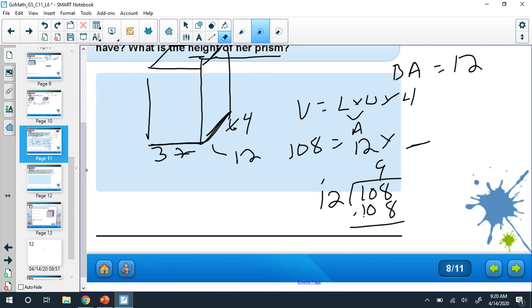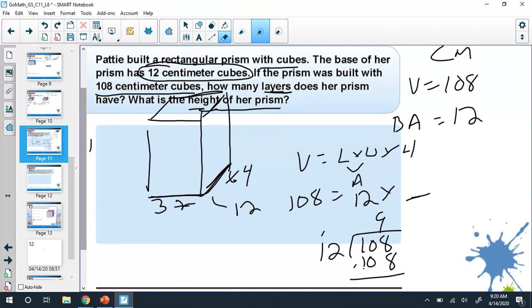So if we take a look at this problem, that means then that the height of Patty's rectangular prism is 9. Remember, we were working in centimeters, so it is 9 centimeters tall.